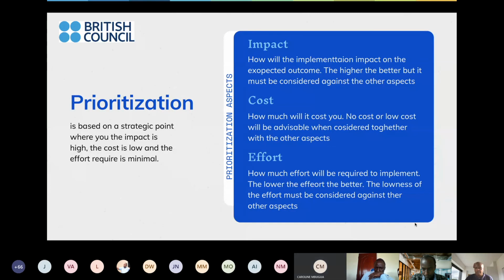Excuse me. Yes. Okay. My phone can only display the prioritization content. I can't get what we are selecting.